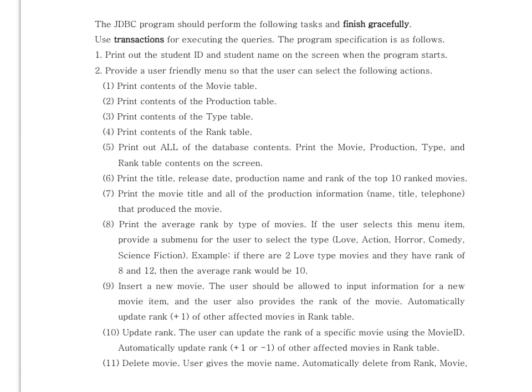So as an example, if there are two love type movies, and you want to know the average rank of the love type movies, and the love type has currently 8 and 12 rank, then the average rank will be 10. Okay, so you can have an average rank of 10, or like 3.6, or non-integer numbers as well.